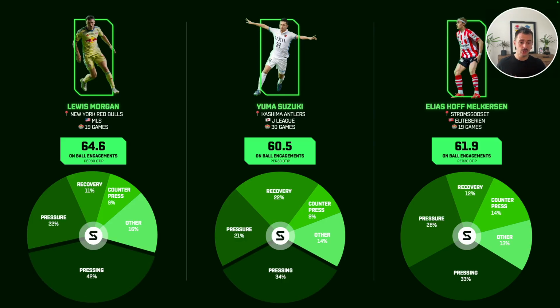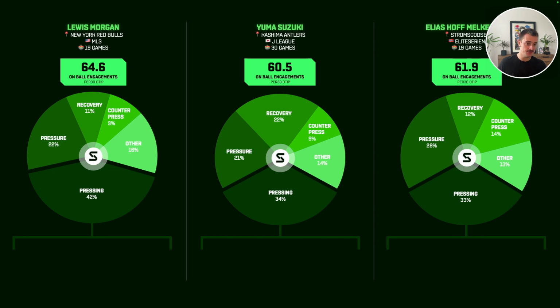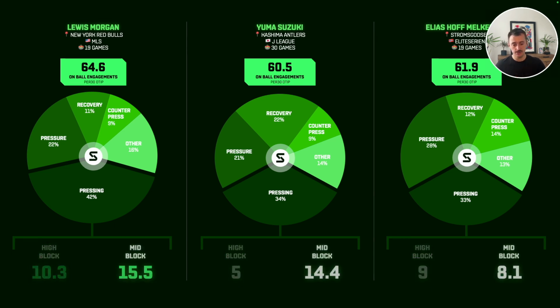Not only can we just look at the entire buckets of pressing types, but we can actually look at one specific engagement and understand how do they do that in more detail. So here we're going to take a pressing engagement, which is when the player goes as part of a team. We can now understand how many times for every 30 minutes of opposition in possession do they make these actions in a high block compared to a mid block.